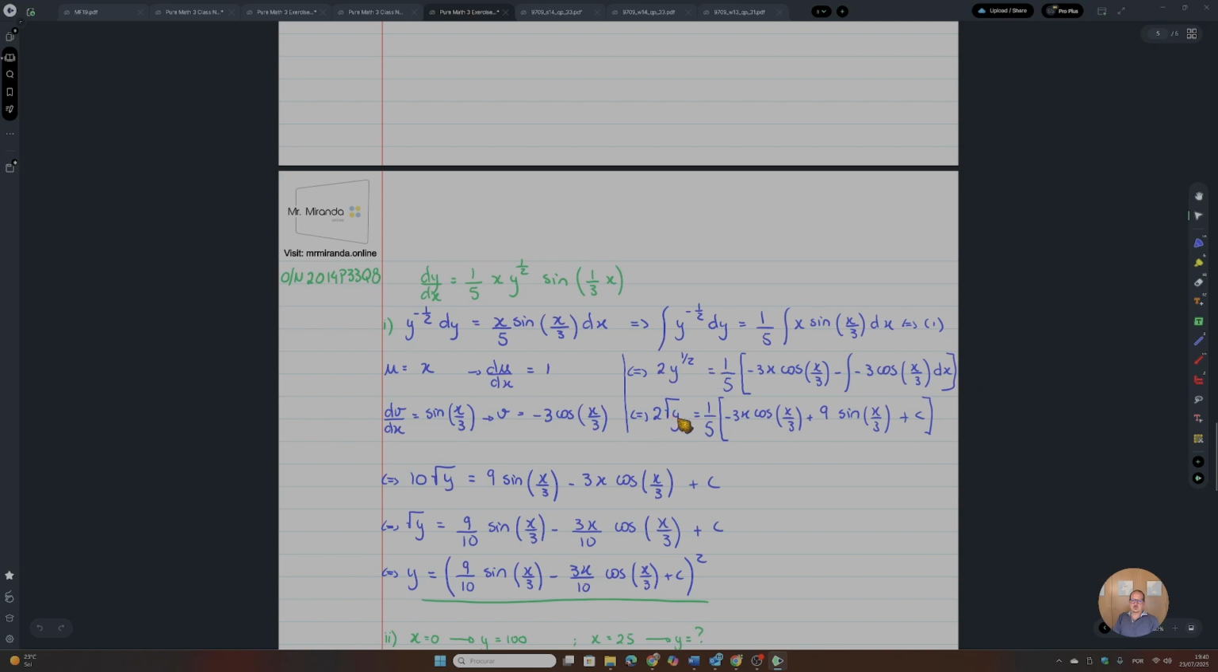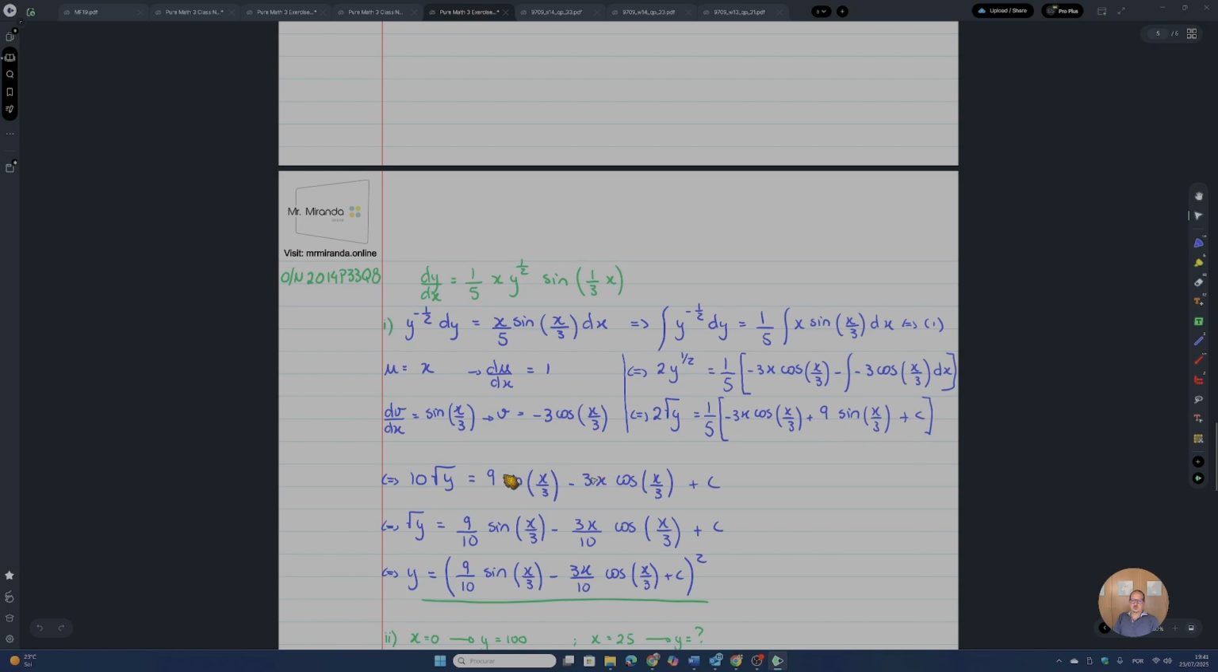So this part is just 2 square root of y. Now it's just algebra. Now I have to integrate that. So I can push the minus 3 outside, becomes plus 3. Integral of cosine of x over 3 is cosine of x over 3 over 1 over 3. So basically that multiplies with the other 3 and becomes a 9, plus c.